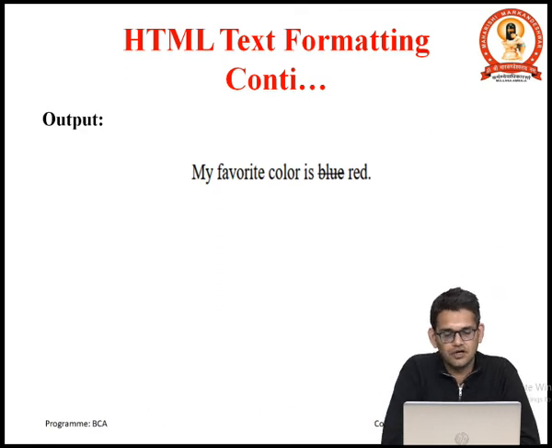So, here is the output, my favorite color is, you can see the blue word is cut by a single line. It means that we have deleted that word from this line, and you can see here my favorite color is blue is cut off, and after that we have the word red. So, this is actually the deleting from the HTML page. Actually that word is not permanently deleted, it is cut out. In this way we can cut out any word from a paragraph.